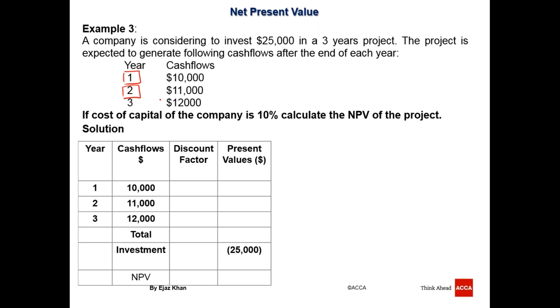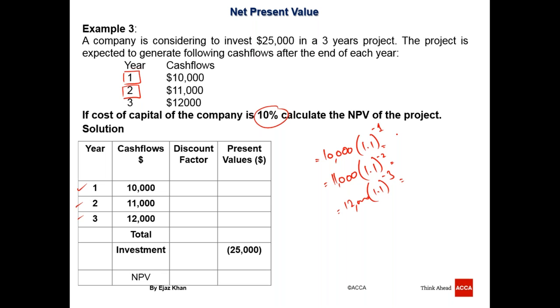So since the cash flows are generated in every year, the present value for each cash inflow will be calculated separately as the years are different. First of all, we will be calculating the present value of $10,000 that will be received after the end of year one. The rate of interest is 10%, so 10,000 into 1.1 raised to the power minus 1. May I know the present value? Then we'll be solving 11,000 into 1.1 raised to the power minus 2. Then we'll have $12,000 into 1.1 raised to the power minus 3.